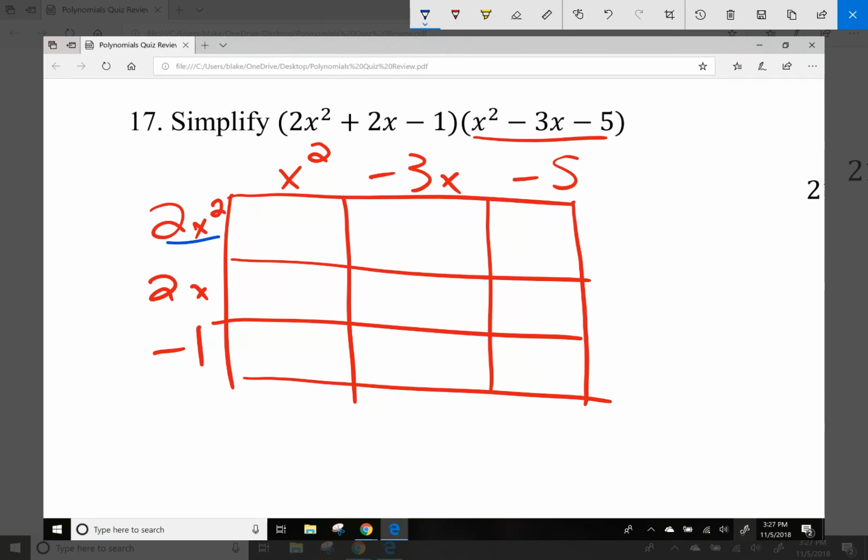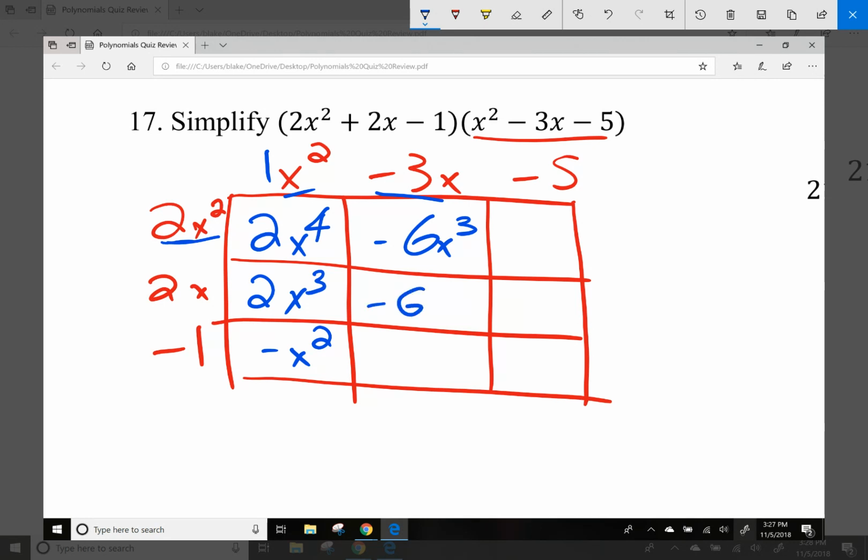So 2x squared times x squared is 2x to the fourth, because it's 2 times 1, which is still 2, and then you add those x's up, you get 4 x's. All right, 2x times x squared makes 2x to the third. Negative 1 times x squared makes negative 1x squared. 2x times negative 3x would be negative 6x to the third. This would be negative 6x squared, and then a positive 3x. And then this one would be negative 10x to the second, negative 10x, and positive 5.